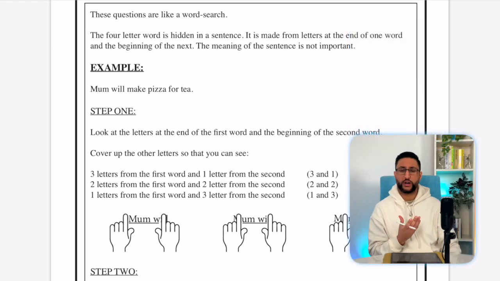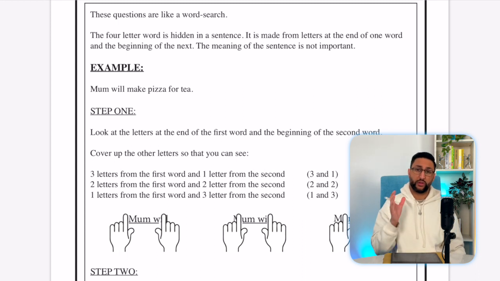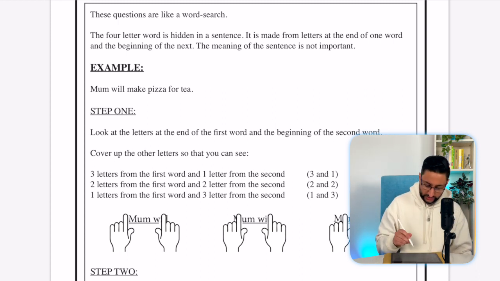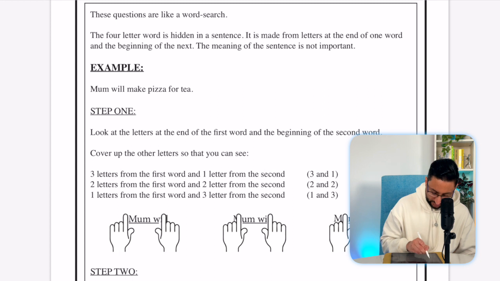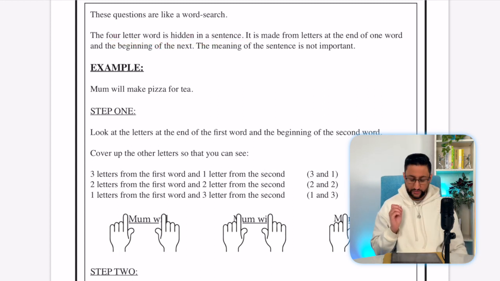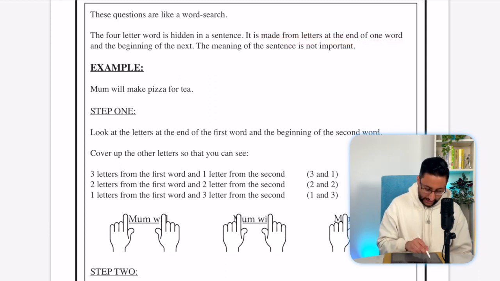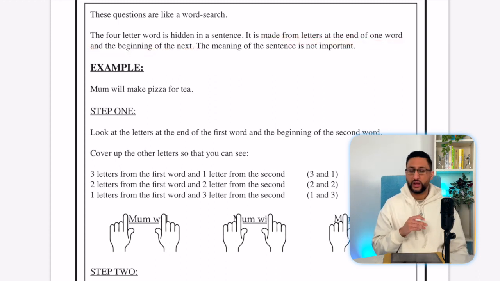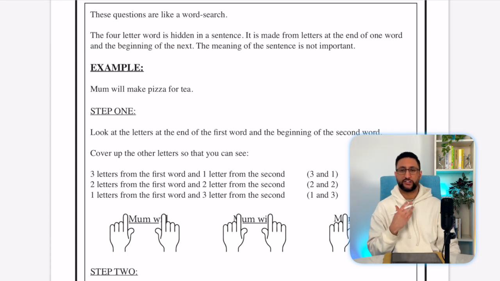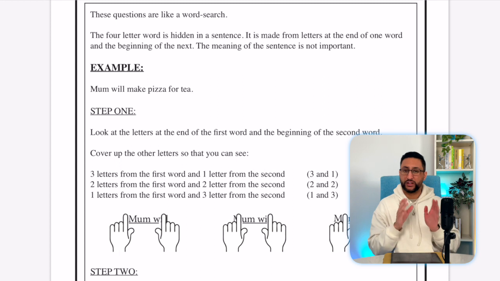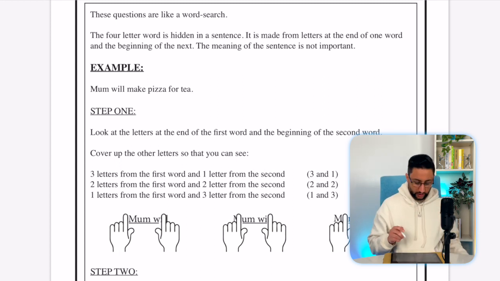You can think of these question types as kind of like a word search within a sentence. If we take a look here, we can see that there's a four-letter word hidden within a sentence. Now this four-letter word is made from letters at the end of one word and the beginning of the next. And the actual meaning of the sentence isn't important. It's good to help you with your vocabulary, but it's not what we're specifically looking at in this question type.